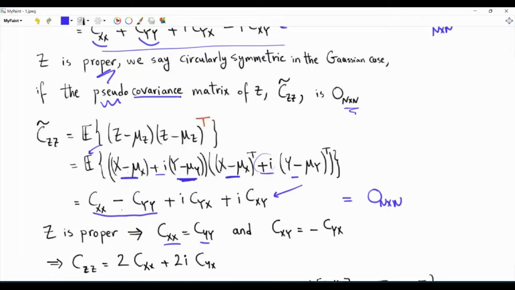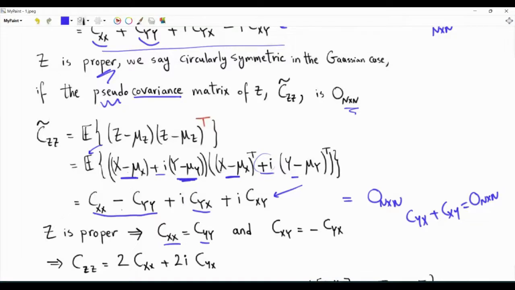and hence, for a proper complex valued random vector, the covariance matrix of the real part is equal to the covariance matrix of the imaginary part. Cxx is equal to Cyy. Moreover, we want Cyx plus Cxy to be equal to the all-zero matrix, and this means that for a proper complex valued random vector, Cxy is minus Cyx. Recall from the definition that Cyx and Cxy are the transpose of one another, so it means that Cxy is a skew-symmetric matrix.